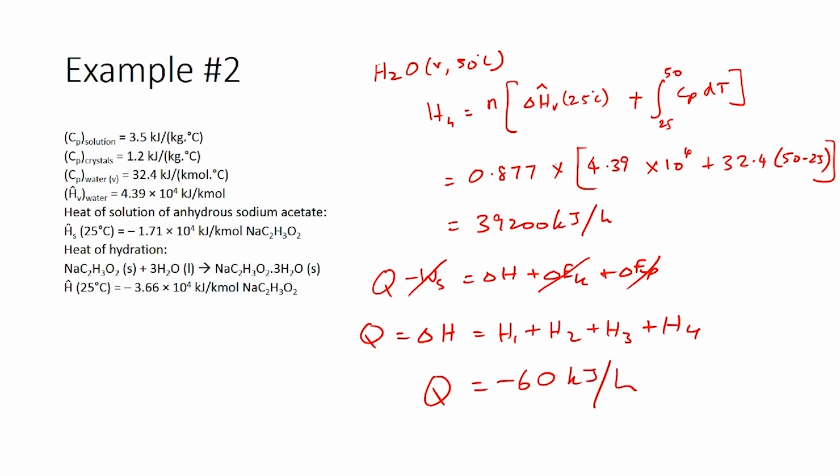So, this means heat needs to be removed from the system for the process to happen. That is why you have a negative sign. The heat needs to be removed at a rate of 60 kilojoules per hour. So, with this we have performed an energy balance calculation for a process where there are solutions.